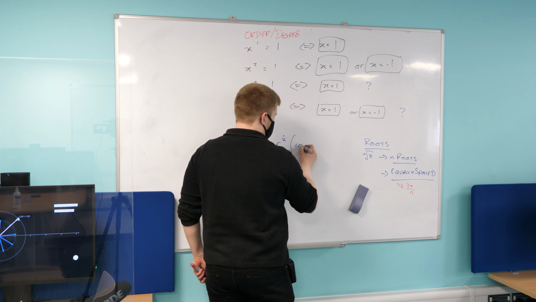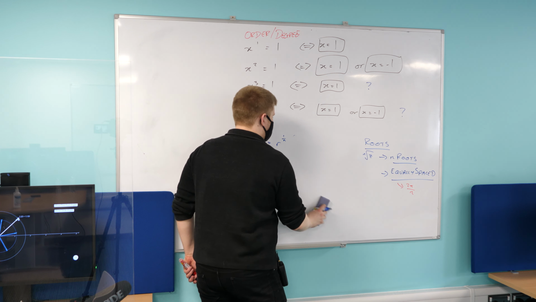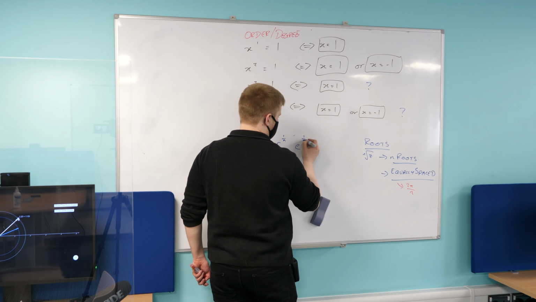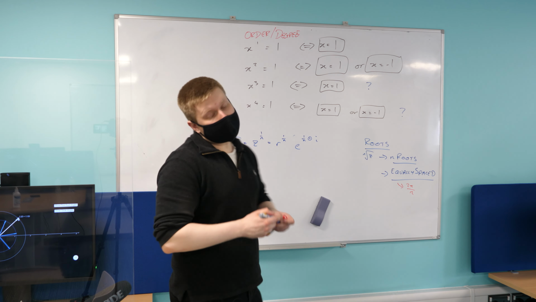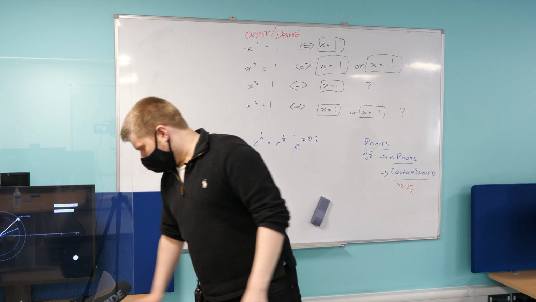And then obviously cosine of, in fact I'll just write it in Euler form because it's quicker: r to the 1 over n, times e to the i times 1 over n times theta. That's basically it. All right, okay, let's take a 10-minute break and we'll finish this off.